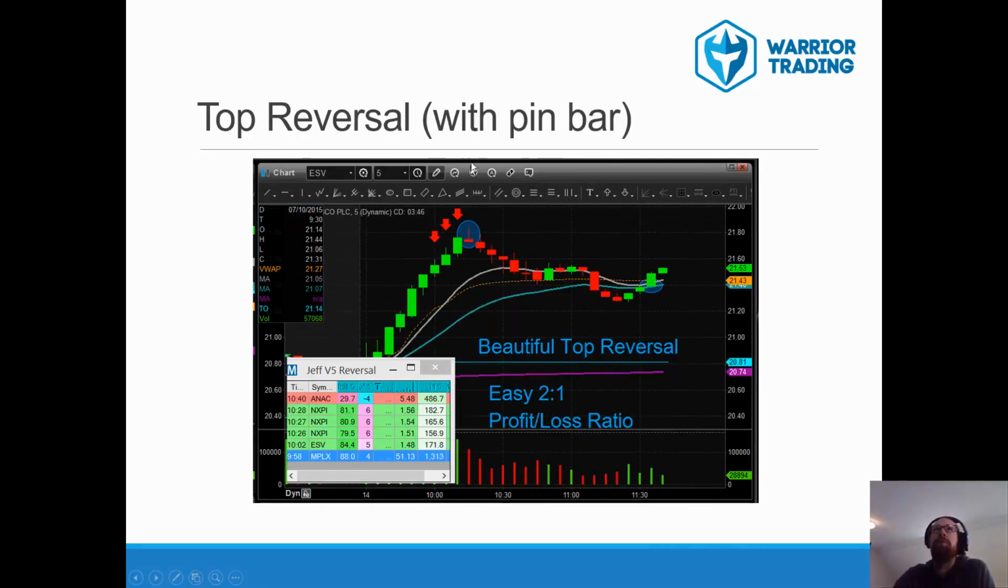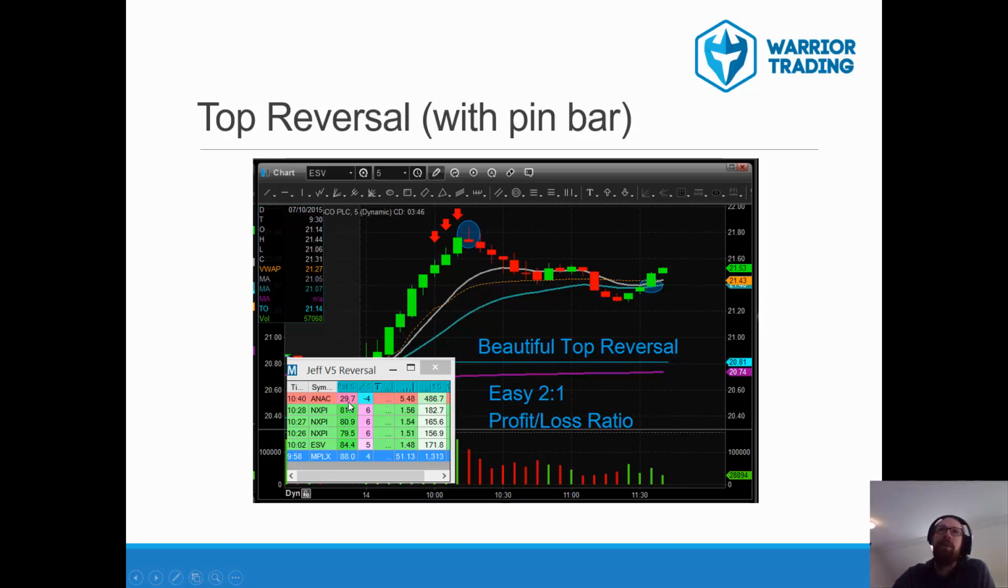Here's another top reversal with a pin bar, the doji at the top. So we've got 2, 4, 6, 8, 9 consecutive green candles. I'm not looking at daily pivot points. I'm not doing anything like that. This is very simple. No fancy indicators. We're just looking for the first candle to make a new low. Stop is at the high.